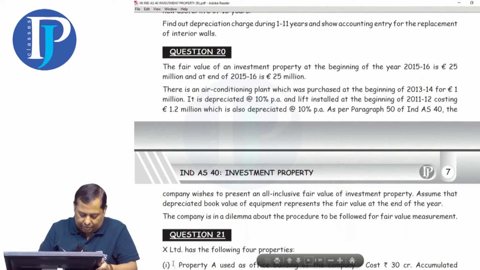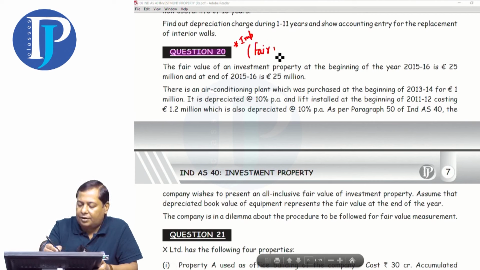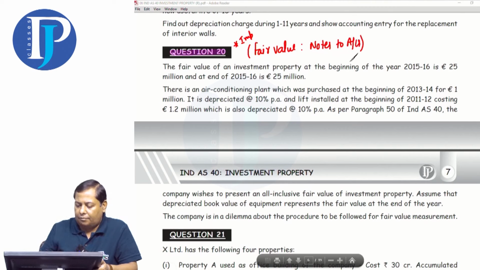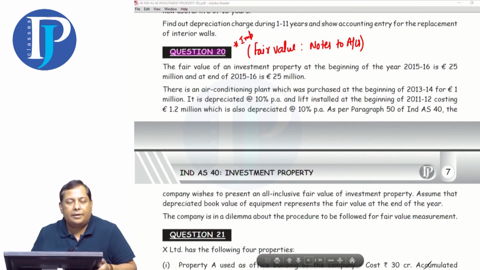I have the question number 20. I marked this as important. And you can write in your book in brackets: fair value, notes to accounts. I will read the question to you. You know, assumptions. If you need time to read questions, you can press pause.